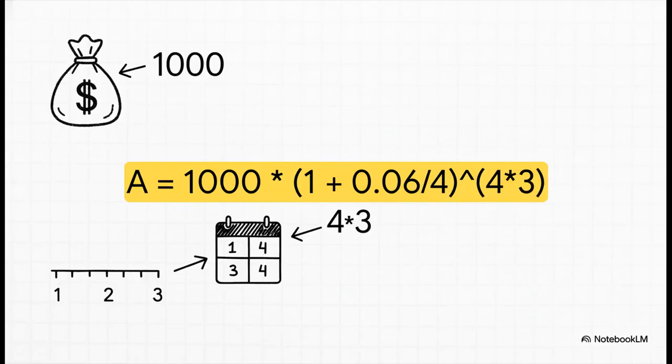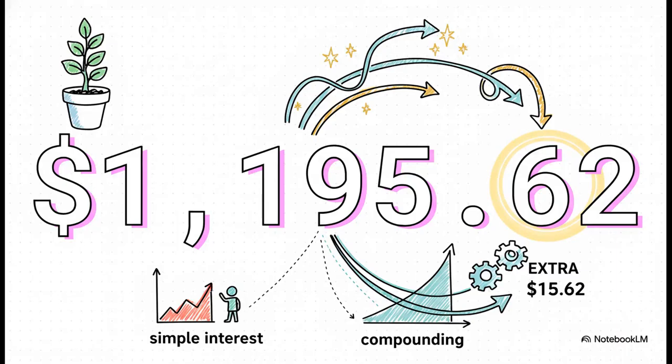Let's plug in the numbers for case 1. Our amount A will be our principal, $1,000, multiplied by, now inside the parentheses, we have 1 plus our annual rate, 0.06, divided by the number of periods, 4. And all of that is raised to the power of our periods, 4, times the number of years, 3. We have to do this to match our rate and time to the compounding period. And when we run the calculation, the final amount after 3 years is $1,195.62. That's a total of almost $200 in interest earned, thanks to 12 total compounding periods over those 3 years. Not bad at all for a $1,000 investment.